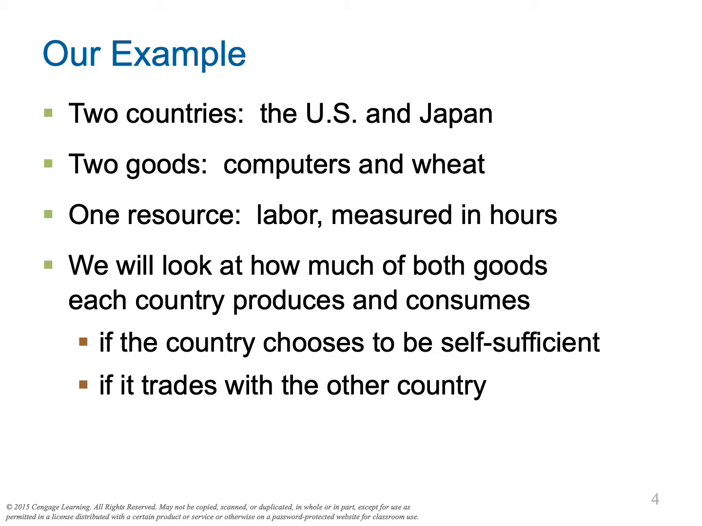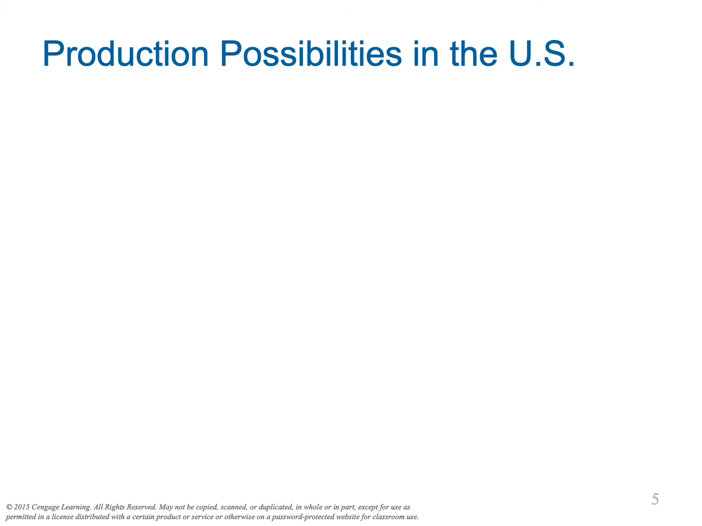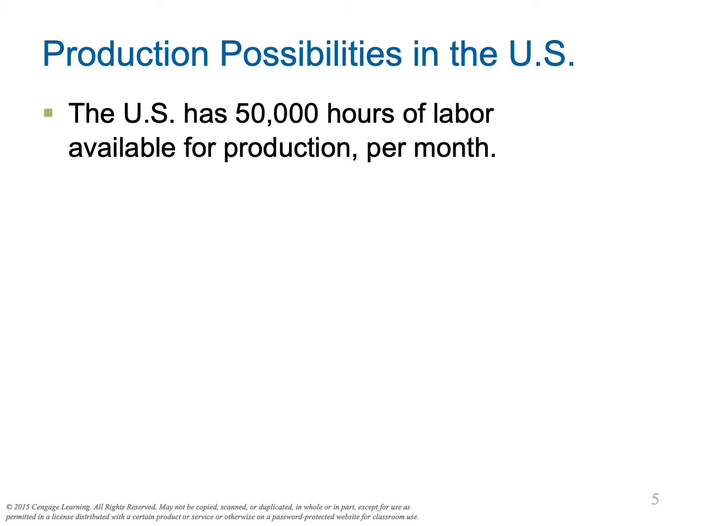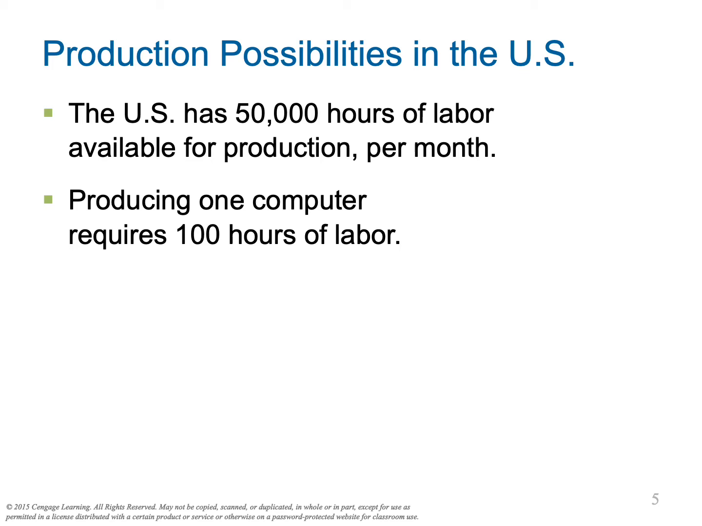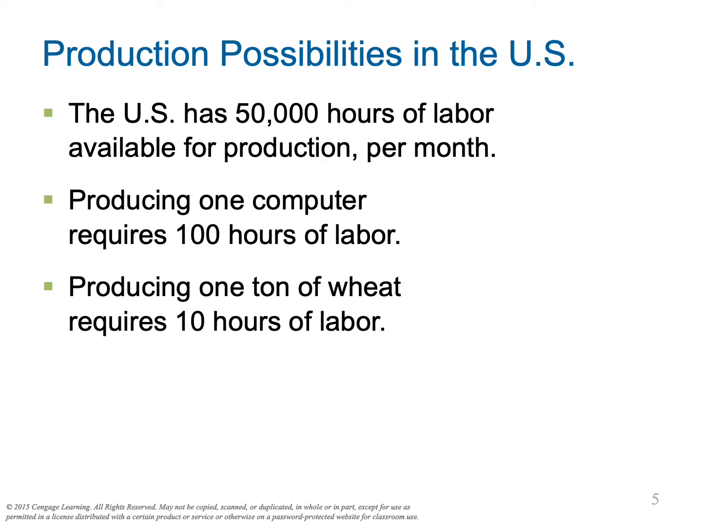All right, so let's look at production possibilities in the U.S. So we're going to assume, just for sake of example, that the U.S. has 50,000 hours of labor available for production each month, and that producing a computer requires 100 hours of labor, while producing one ton of wheat requires only 10 hours of labor. All right, so I encourage you to use this information to try and draw the U.S. PPF for this example, and then see if it matches as we move on to the next slide.